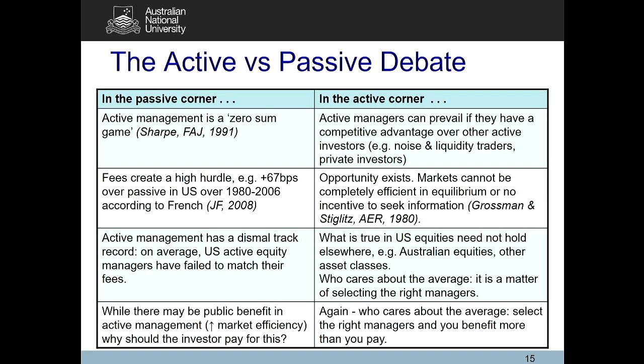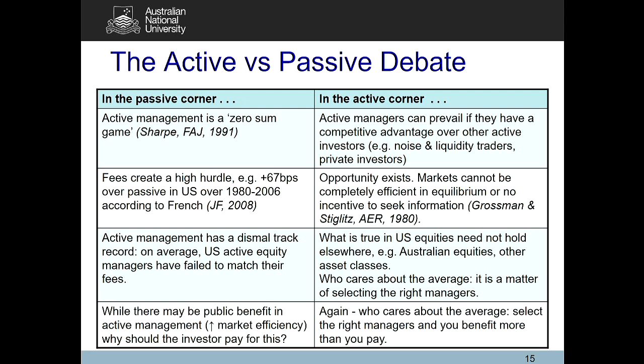Again, the active managers say, well, all right, sure, there are people out there paying money to active managers and they're not getting returns, but as long as you pick the right manager, not only are you aiding in market efficiency, but you are benefiting more than you spend. So the end investor is ending up with positive alpha overall.